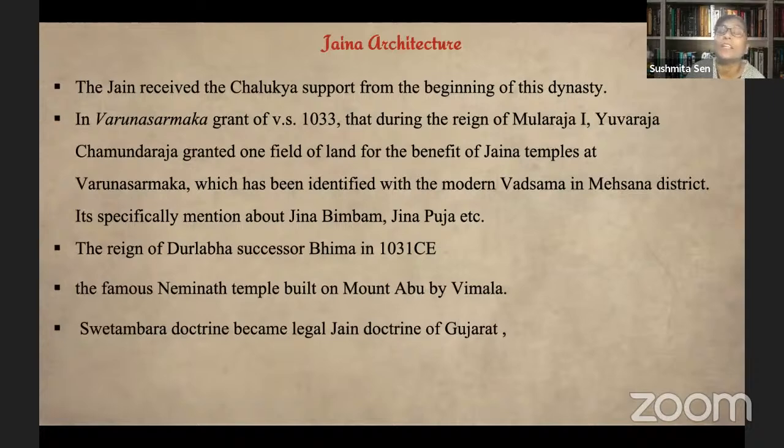Now, Jains received Chalukyan patronage from the time of Mula Raja I, and even during the time of later kings like Chamunda Raja and Kumarapala and others. During the reign of Durlabha Raja and Bhima I, the famous Neminath temple of Mount Abu was built by his ministers. Most of the ministers were Jains, and the Shvetambara doctrine became legal during this time in Gujarat.